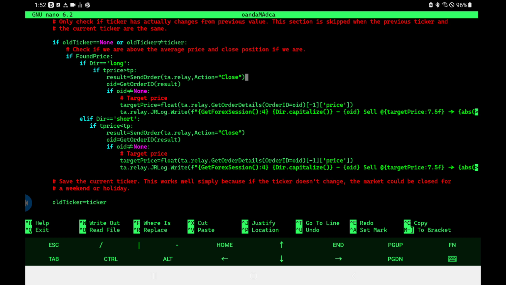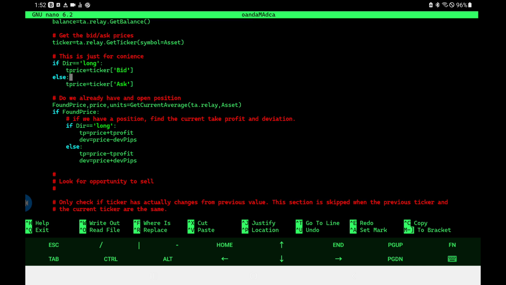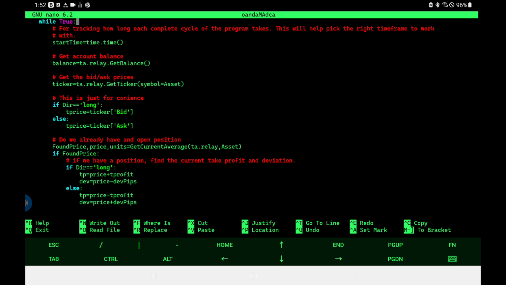We actually end up with a case that we can easily figure out. Okay, here we have the T price and the take profit. And here we load the ticker, the balance. Okay, here we are. Get average. Right here. Just like the previous version, we go get the average of what we're holding.